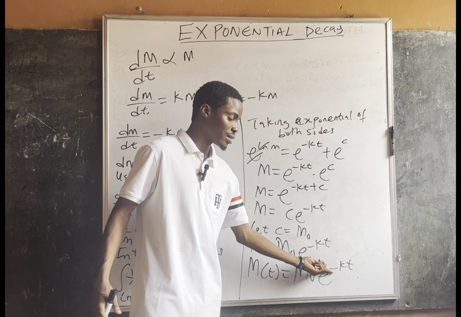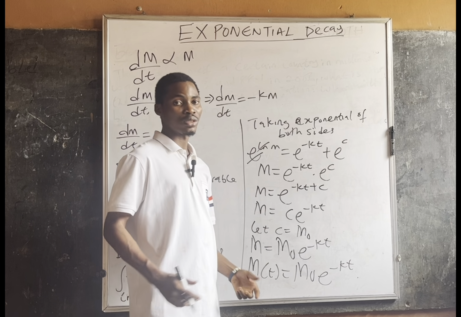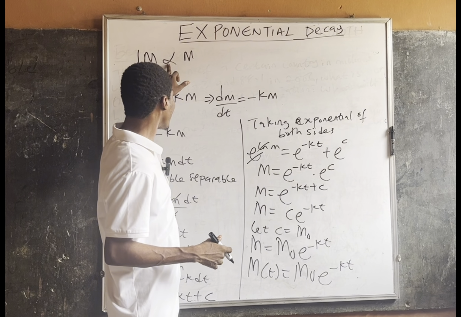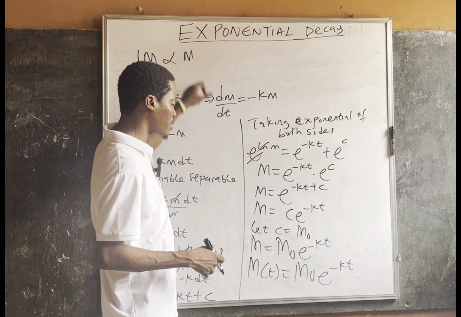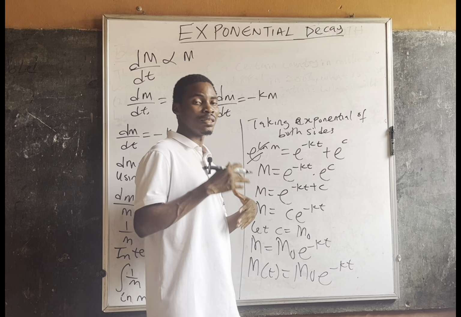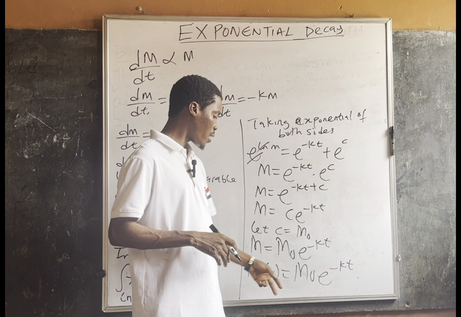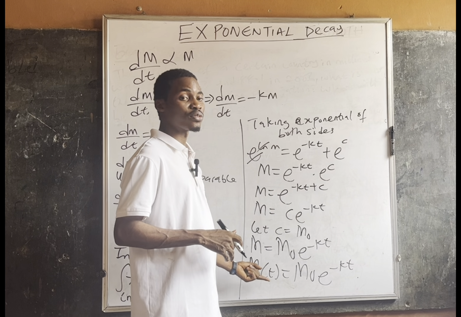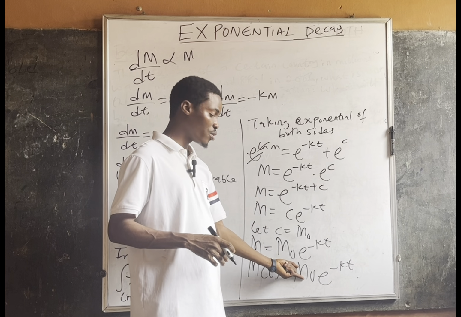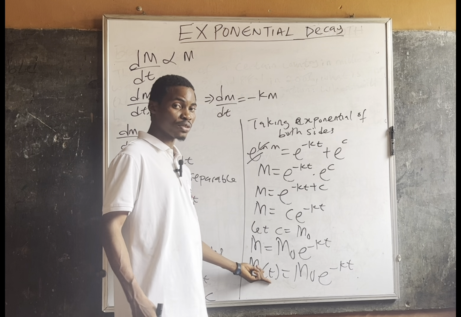The reason we have a constant is that we have a reduction in mass. Our m naught is the initial mass, which varies directly with the initial mass, and our m of t is the final mass. So in exponential decay, our m of t is smaller than m naught. That is, the initial mass m naught is bigger than the final mass m of t.